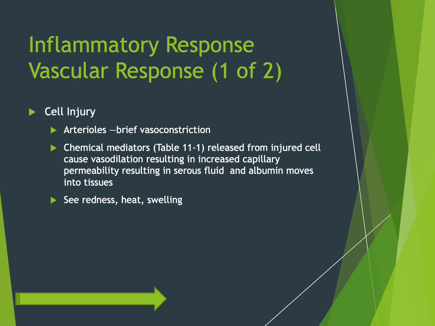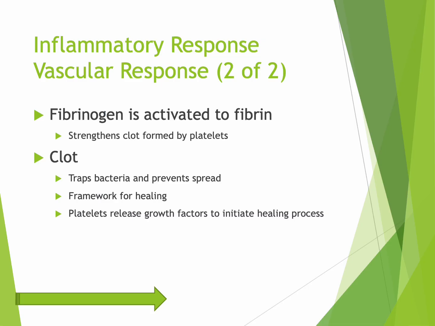Inflammation alone cannot provide immunity. Inflammatory cells must interact with lymphocytes to provide long-lasting immunity. Long-lasting immune actions develop through antibody-mediated immunity, or AMI, and cell-mediated immunity, or CMI. So in the inflammatory response, fibrinogen is activated to fibrin. It strengthens the clot formed by the platelets so that it can try to trap things where they need to be trapped. And again, with clots, we want to trap bacteria. We want to prevent the spread of bacteria.